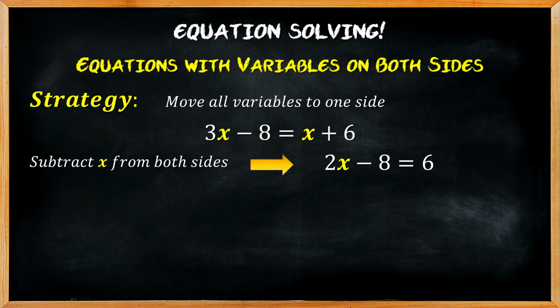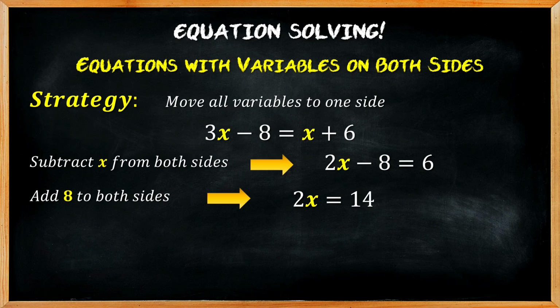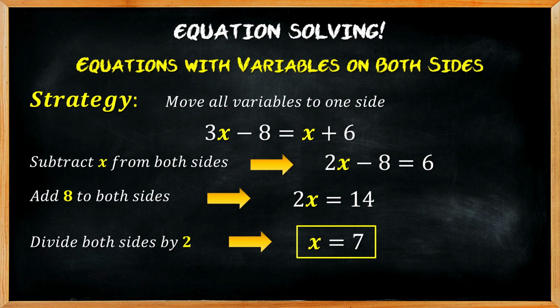Step 2. Now we add 8 to both sides to isolate the variable term. Adding 8 to both sides gives us 2x equals 14. Finally, we divide both sides by 2 to solve for x. Our final answer is x equals 7.